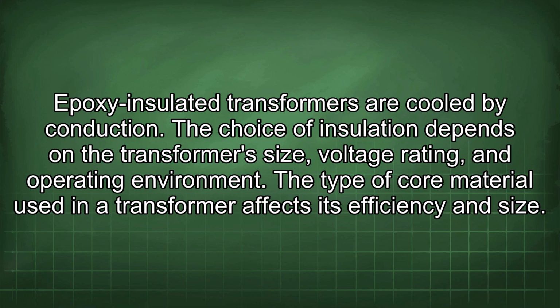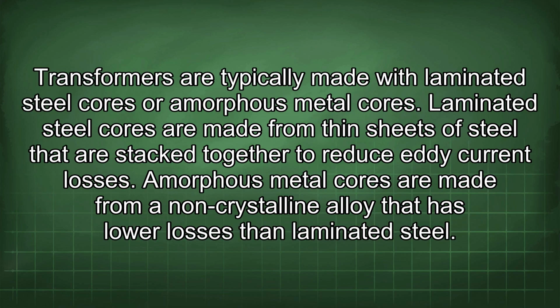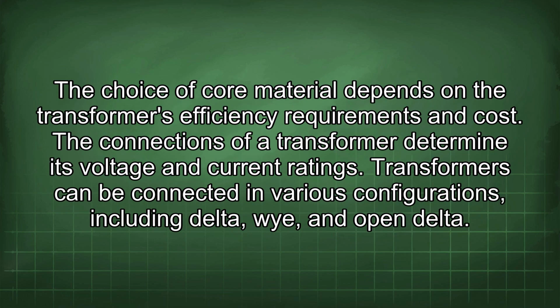The type of core material used in a transformer affects its efficiency and size. Transformers are typically made with laminated steel cores or amorphous metal cores. Laminated steel cores are made from thin sheets of steel that are stacked together to reduce eddy current losses. Amorphous metal cores are made from a non-crystalline alloy that has lower losses than laminated steel. The choice of core material depends on the transformer's efficiency requirements and cost.